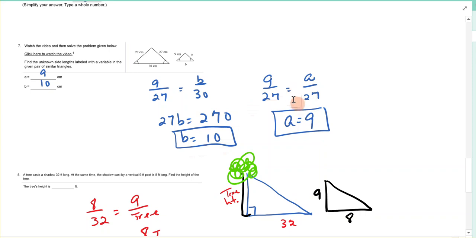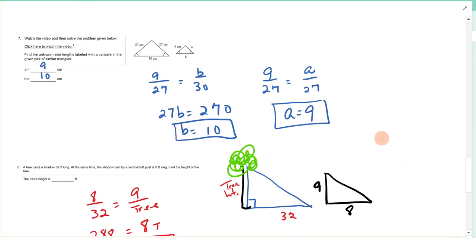I can do it again for A. 9 has to compare to 27 as A compares to 27. So what does that mean? A is going to be 9 as well. All right, so similar triangles.